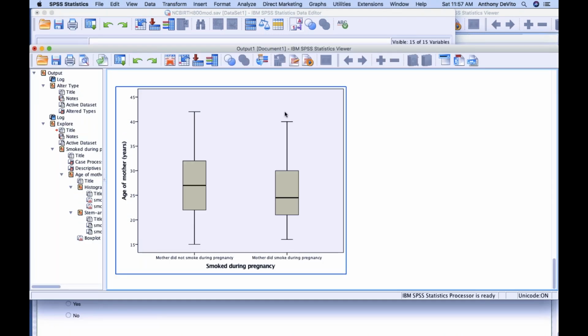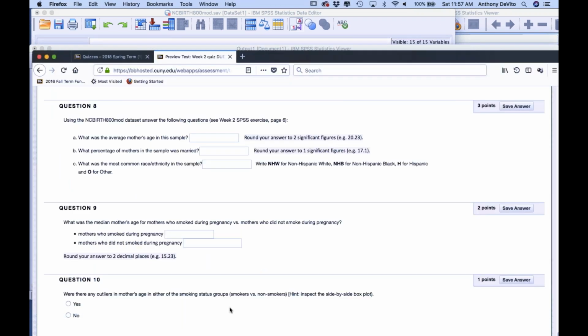If there were outliers, values so far away from the 75th percentile or the 25th percentile that SPSS decided you might want to examine them, we would see them as stars or circles above the top feather or below the bottom feather, the upper or lower feather, as they're called. We don't see any outliers here, at least not by the rules SPSS uses to determine an outlier. There were no outliers.